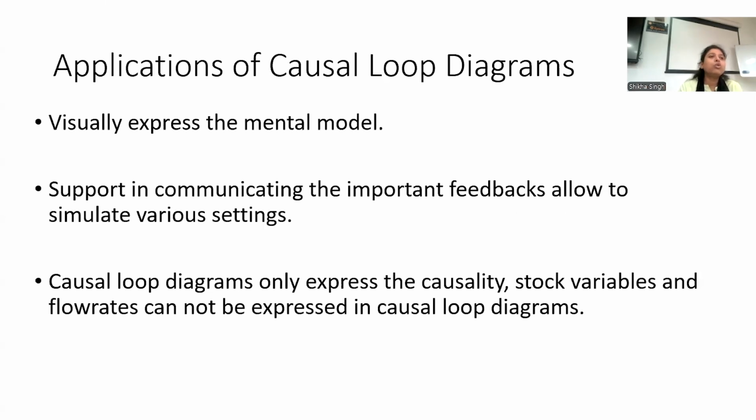Then you may utilize these models or these particular causal loop diagrams to express the causality. One limitation of causal loops is that it cannot differentiate whether the variable is a stock variable or not, right? A causal loop diagram just considers a variable as a variable only. They do not distinguish whether it is accumulating or not.